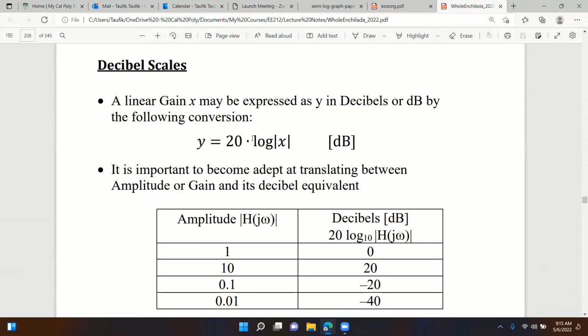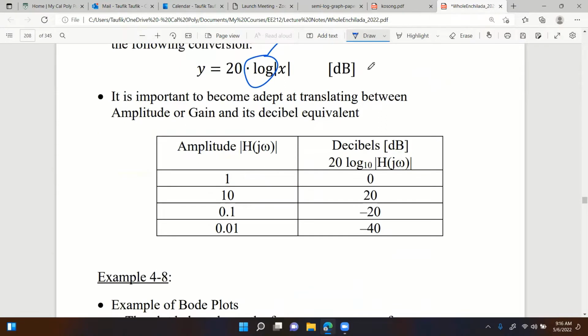So here's more discussion on decibels. You can see the equation for decibels is 20 times log of the actual gain. So X is the actual gain, but then you take a log of that, base 10, and then you multiply it by 20. So this is going to be base 10. For this class, it is important for you to know how to do this.